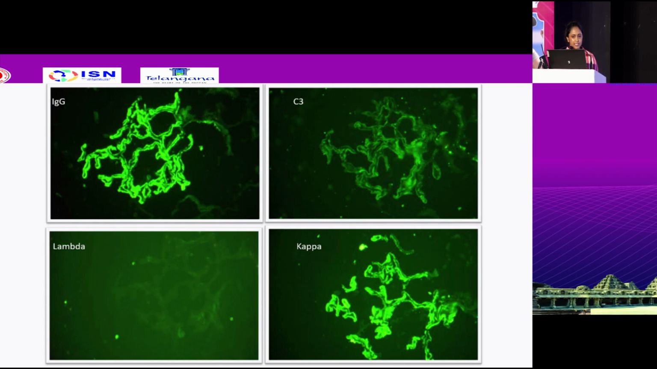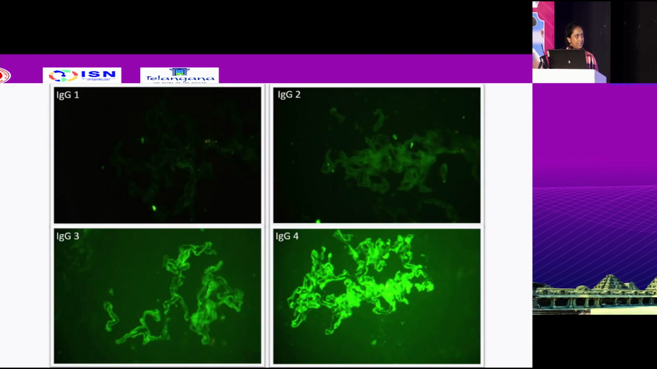Now the interesting finding in this case was a strong positivity for kappa and a complete absence of lambda. A further subclassification of IgG was done, wherein there was a preponderance of IgG4, as in the IgG4 was dominant, along with minimal deposits of IgG3. IgG1 and 2 were completely negative.